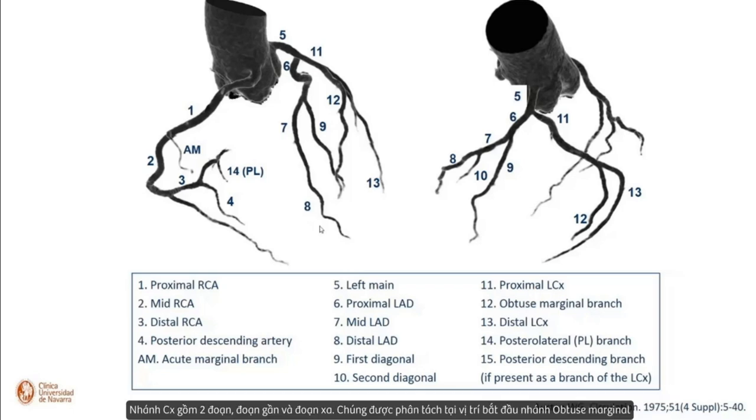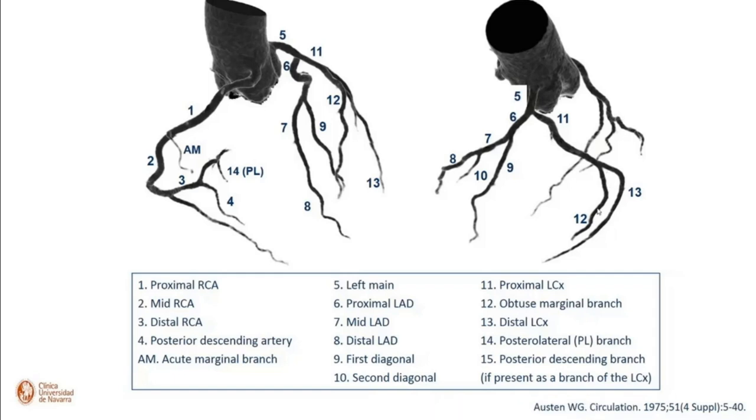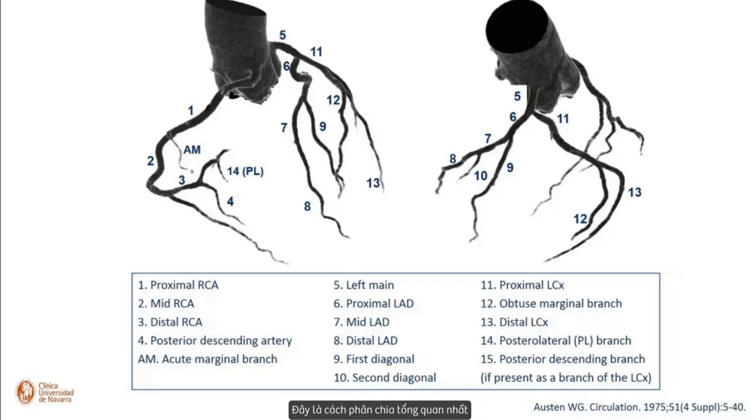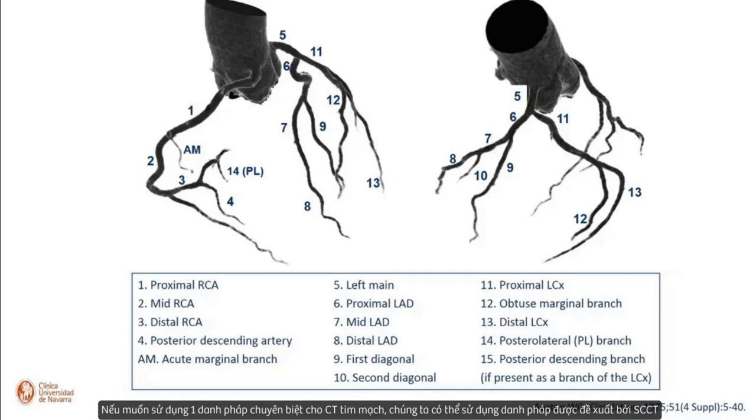The circumflex artery has two segments, the proximal circumflex and the distal circumflex, and it's divided by the obtuse marginal branches. Acute and obtuse, the names of the marginal branches are due to the acute angle of the heart or the obtuse angle of the heart. So this is the most generally employed nomenclature.